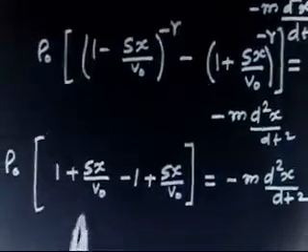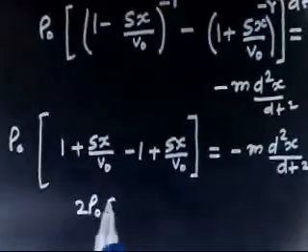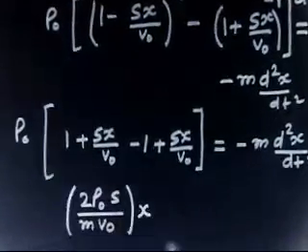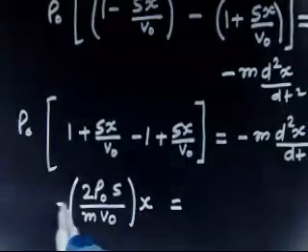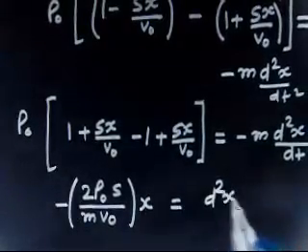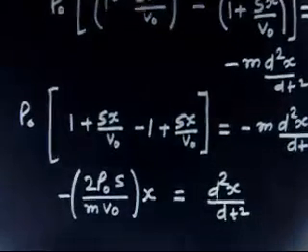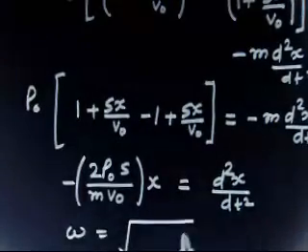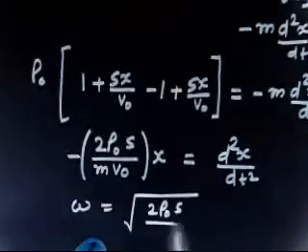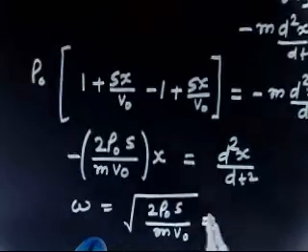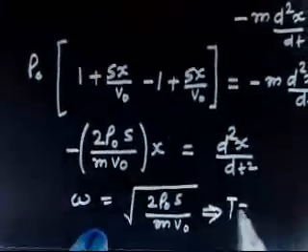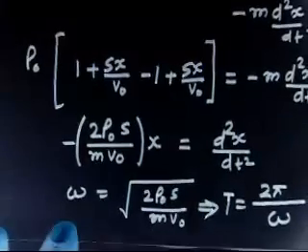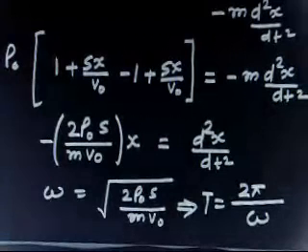So 1 goes out, and we will have 2 P0 S by V0 times x, and m also. Let us put the minus sign on this side, d2x by dt square. Now this shows simple harmonic motion with omega equal to the square root of 2 P0 S by m V0. So the time period will be 2 pi by omega, where omega is given by this equation. Are you getting? So we have to find the time period.